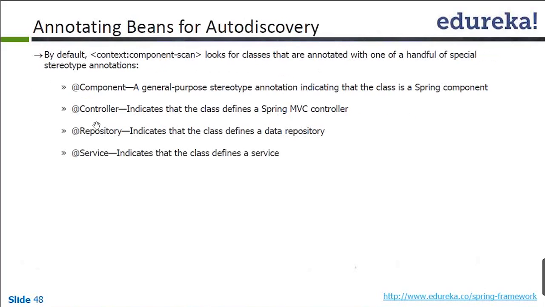By default, context:component-scan looks for classes that are annotated with one of a handful of special stereotype annotations: @Component, @Controller, @Repository, @Service. All these flavors are of type @Component only. But @Controller, we use it to indicate that the class identifies a Spring MVC controller. So when we talk about MVC, we will come back to controller, repository and service again. Okay, this is just an introduction.